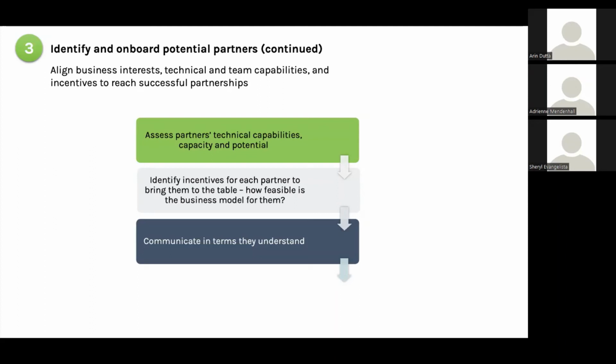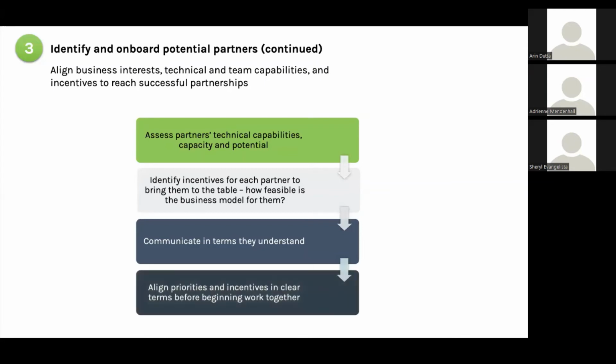There's different terminology. There's different business processes. And so in order for us to fully get that buy-in from different partners, we had to learn the language of that sector and be able to communicate in that way so that they found value in the project. And then being able to align these priorities or incentives in very clear terms, whether those are MOUs and partnership agreements and contracts, before beginning to work together.